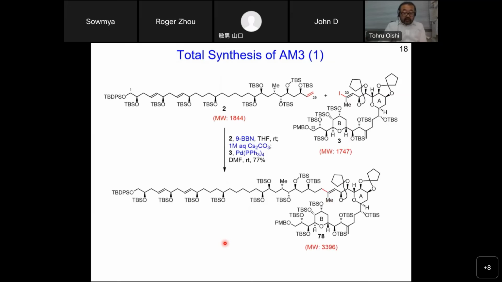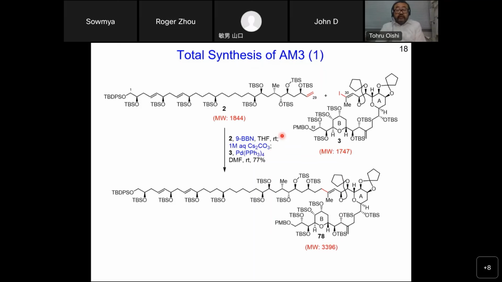Now, having synthesized the segments, we moved on to the final stage for the total synthesis of M3. After considerable experimentation, we found the best conditions, as shown here: the hydroboration of the terminal olefin, and the point is to utilize 1 molar cesium carbonate. The concentration is very important. Then addition of the iodoolefin, and then addition of tetrakis(triphenylphosphine)palladium. As a result, the compound was obtained in 77% yield.